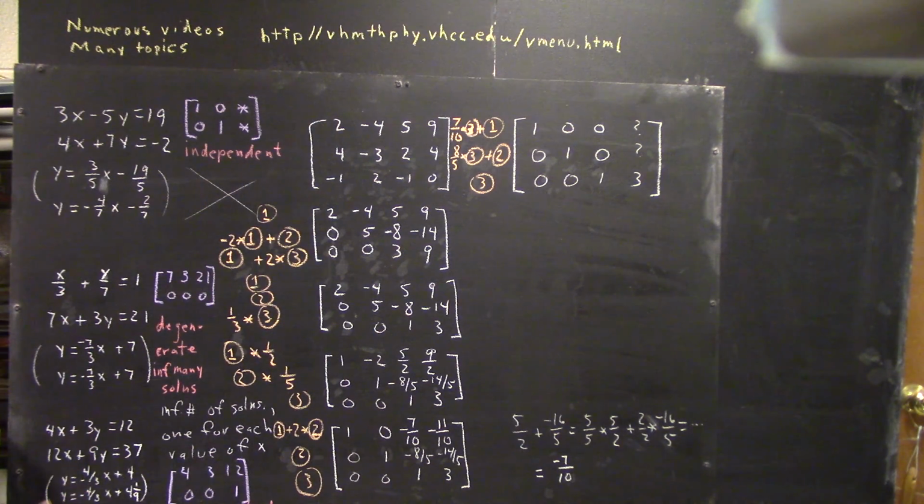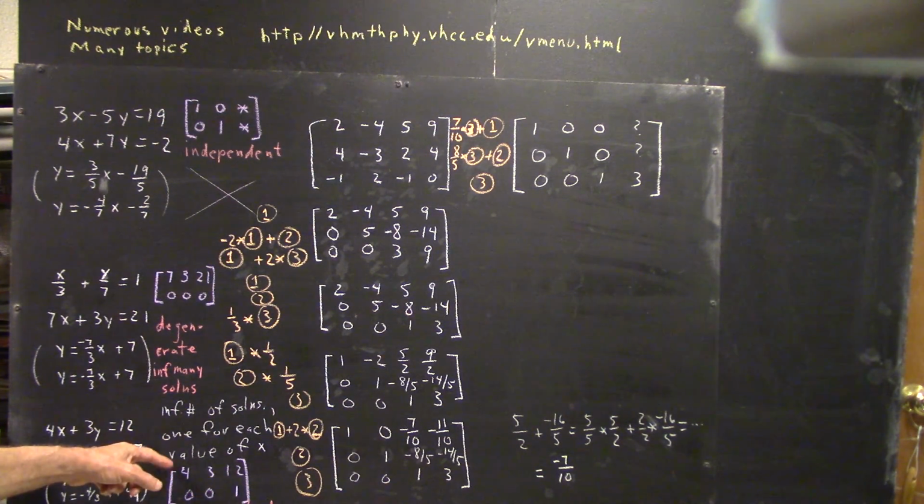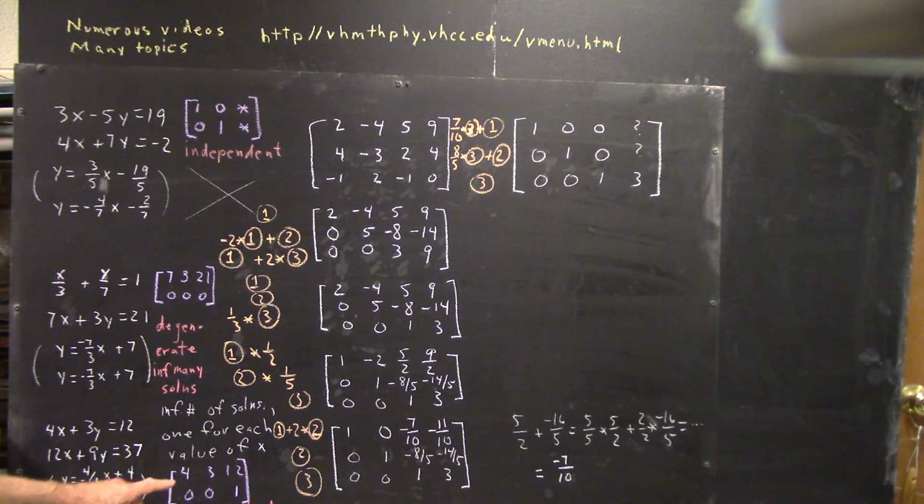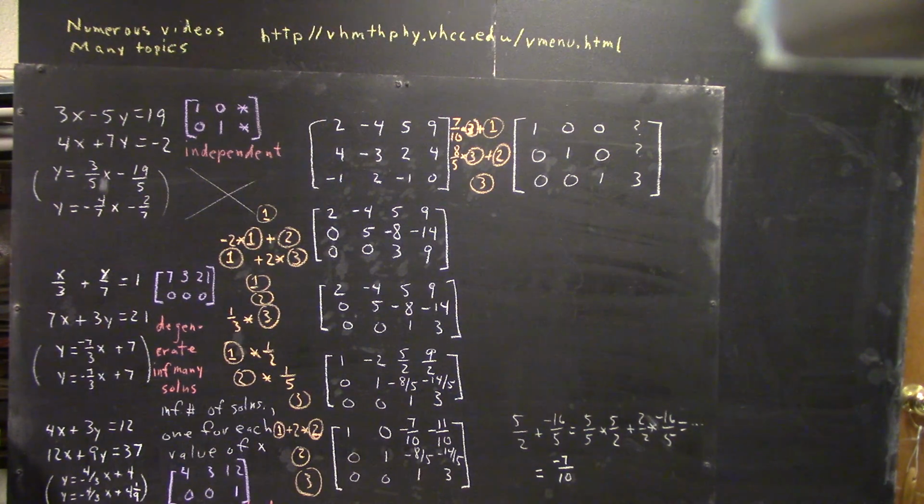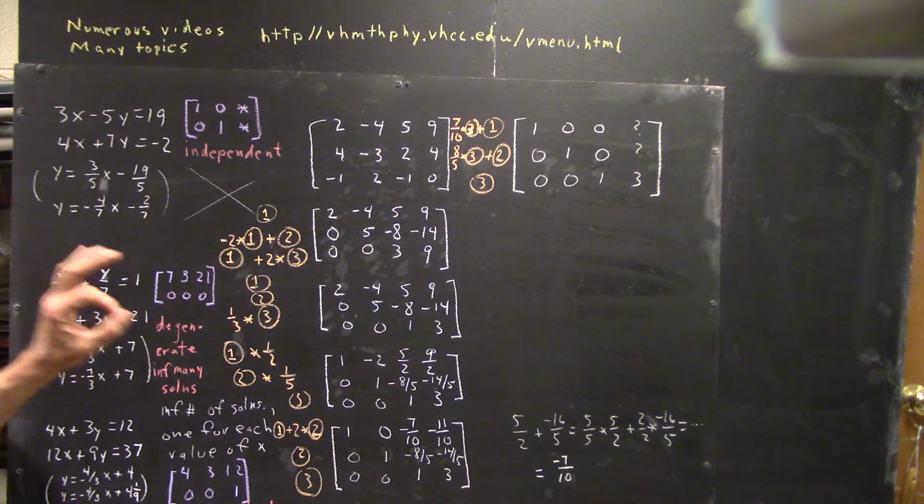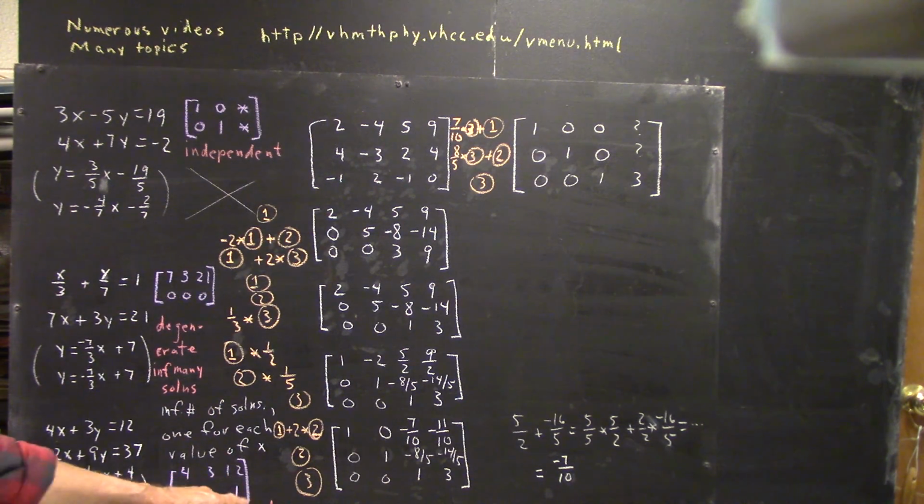If you reduce this system, you can end up with this. Of course, you could have a 1 here, just divide through by 4, it'd be 1, 3/4, 3. There's really no reason to do that. The main thing is that you have 0 0 1. Now, we have to think about what 0 0 1 means. It means 0x plus 0y equals 1. Well, 0x plus 0y is 0. And 0 can't equal 1.